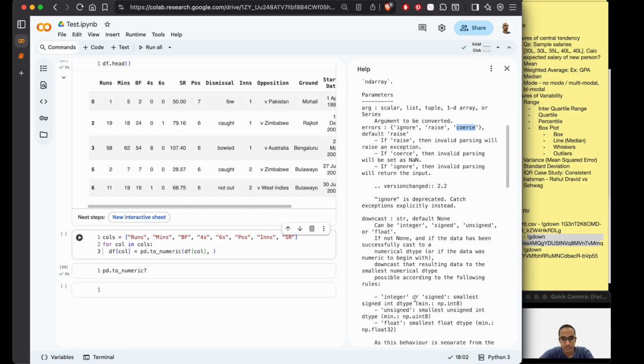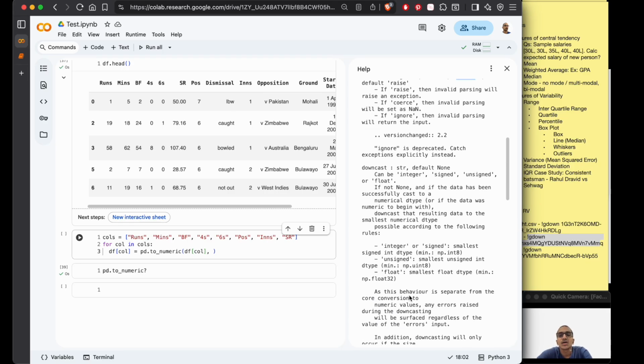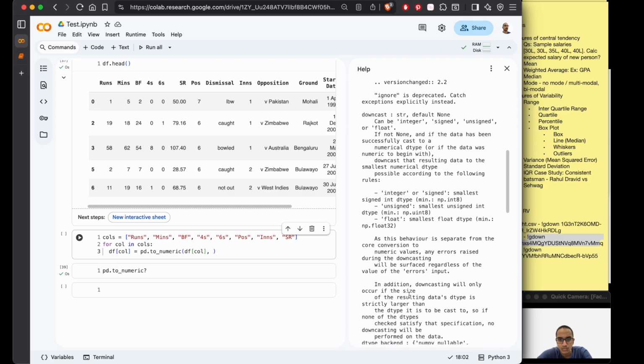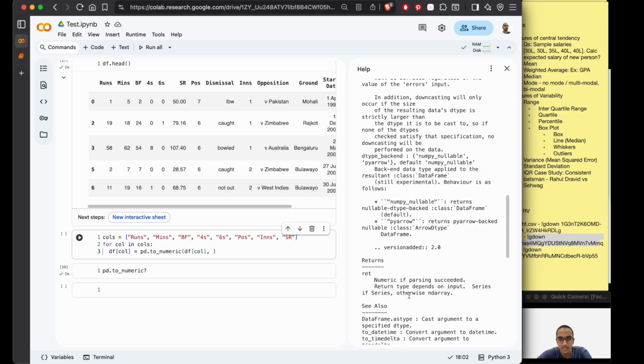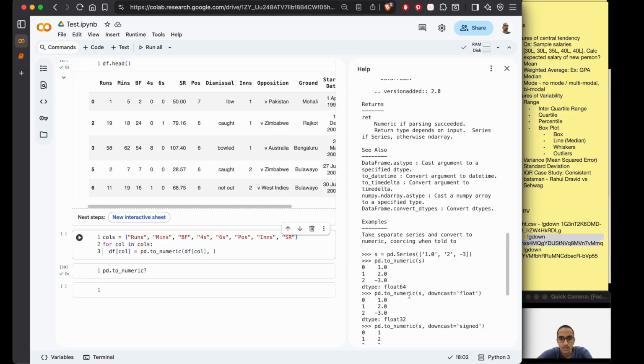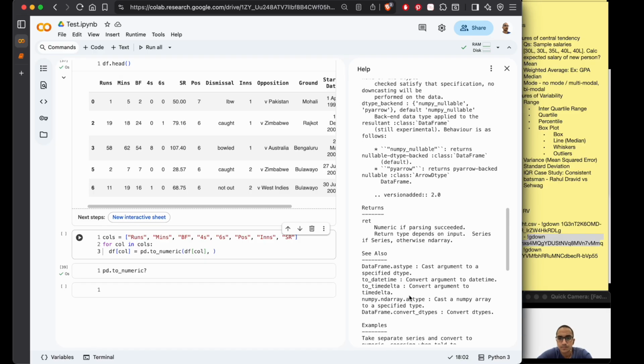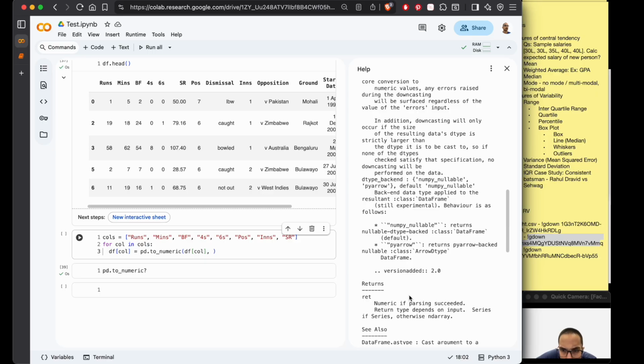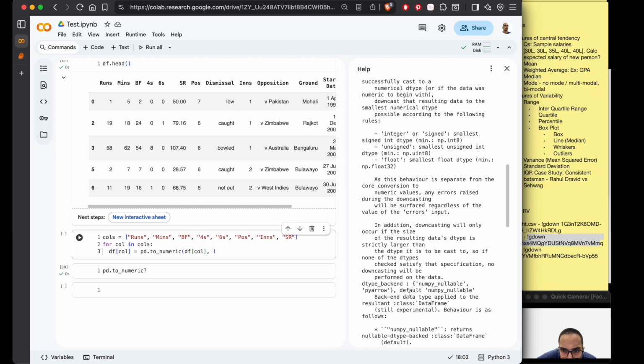If there are any issues when it converts the column from object type to float type, it will raise an error. We want to handle the errors, we want to coerce the errors, which is basically coercion is, let me see, one second. Any errors raised during the downcasting will be surfaced regardless of the value of the errors input.